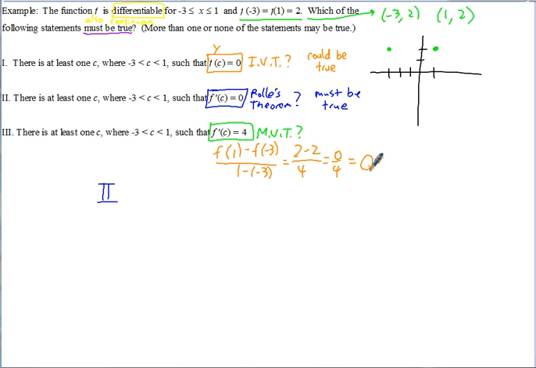So this would have to be 4 in order for this to have to be true. So it could have a slope of 4 somewhere. This is saying, does the slope have to equal 4 somewhere? But it doesn't have to. So this one again only could be true. The only one that must be true is Roman numeral 2. Okay, let's look at one more of these.